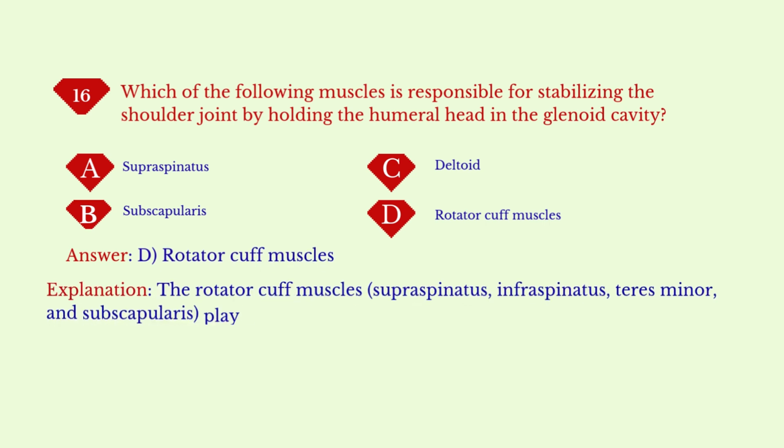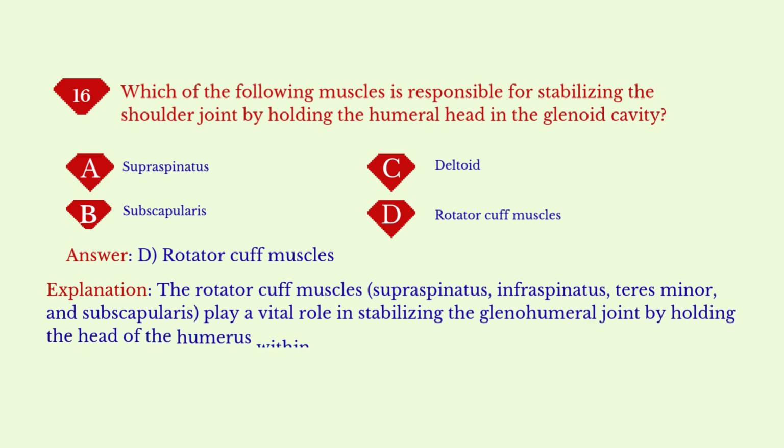Explanation: the rotator cuff muscles, supraspinatus, infraspinatus, teres minor, and subscapularis, play a vital role in stabilizing the glenohumeral joint by holding the head of the humerus within the shallow glenoid cavity.